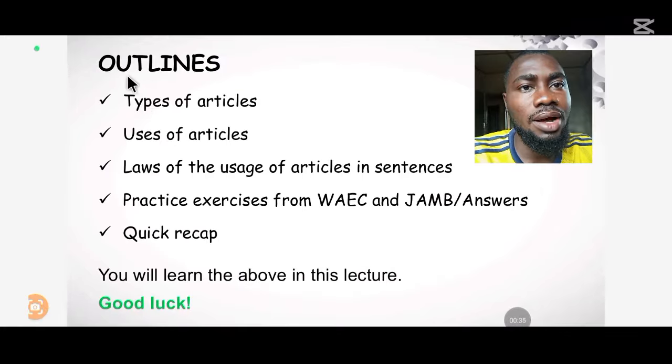Looking at the outlines of today's lecture, we are looking at the types of articles, uses of articles, laws of the usage of articles in sentences, and practice exercises from WAEC and JAMB with the answers. A quick recap: you will learn the above in this lecture, and I wish you good luck.